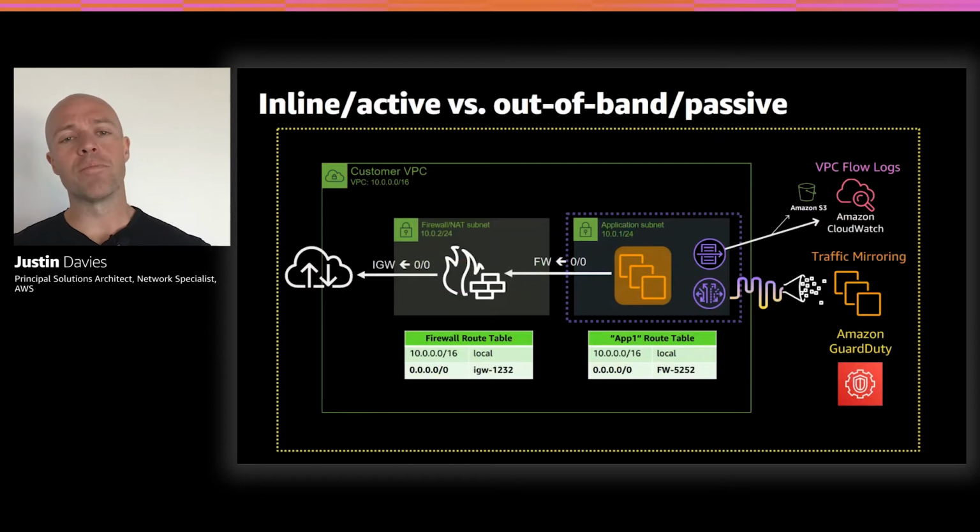We touched on the difference between visibility and control. There's another dimension that deserves consideration, and it applies to both visibility and control. This is where, in the path, the visibility and control is enforced. It can be out of band and passive, something like VPC flow logs, traffic mirroring, and even Amazon GuardDuty. Or it can be in line, in the transit path. This is where the AWS Network Firewall and Gateway Load Balancer come into play.